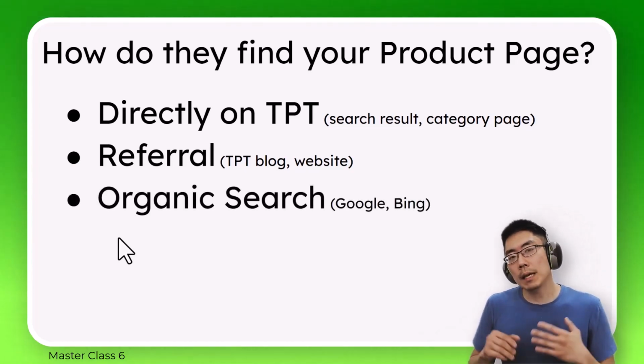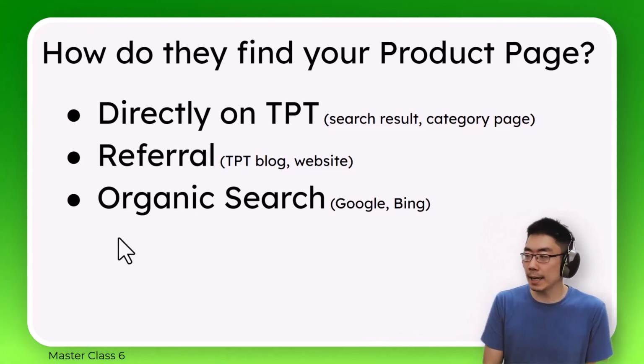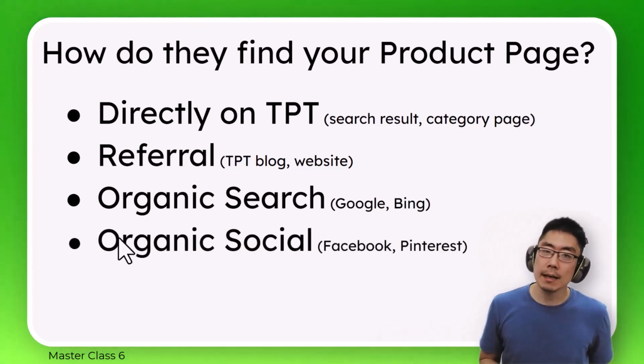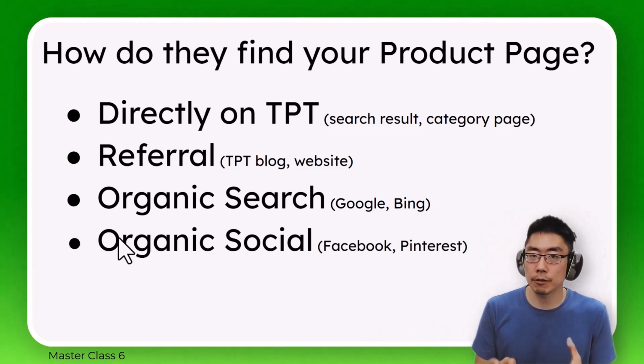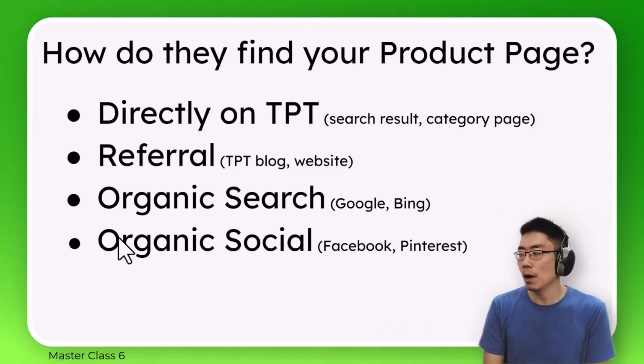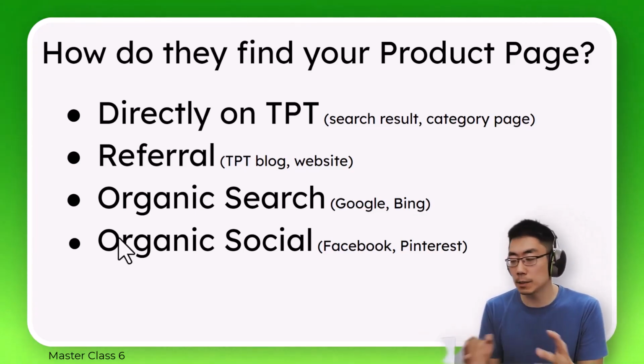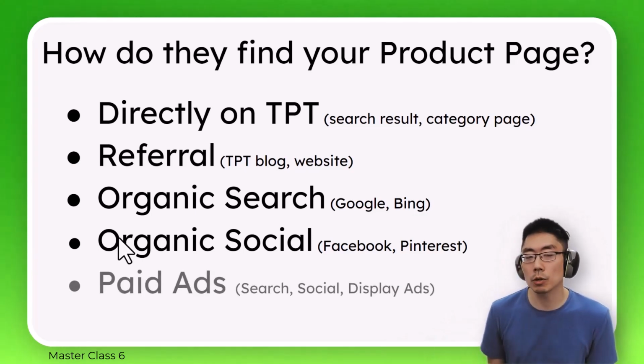It could be teachers find your page through organic search, so Google, Bing. Maybe teachers find your product page from organic social. So this is when you post in a Facebook group, or you pin something on Pinterest, or someone else writes about your product page and links to it on a Facebook group. That's called organic social.